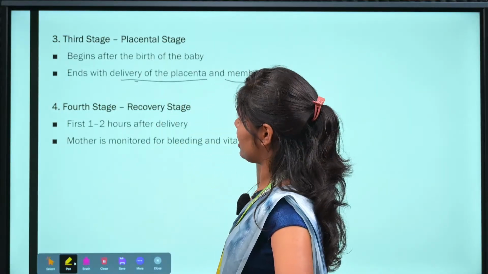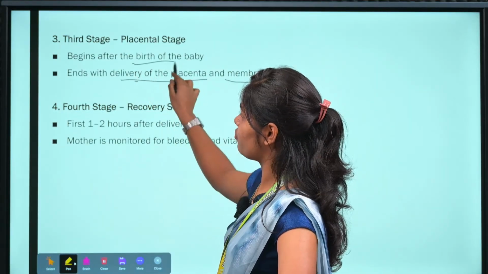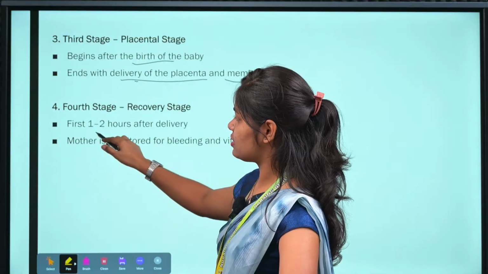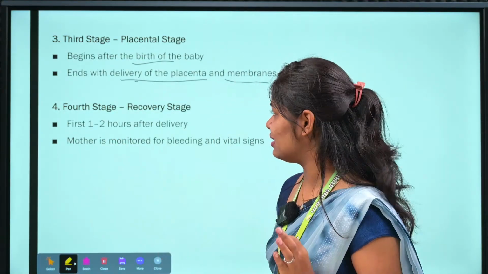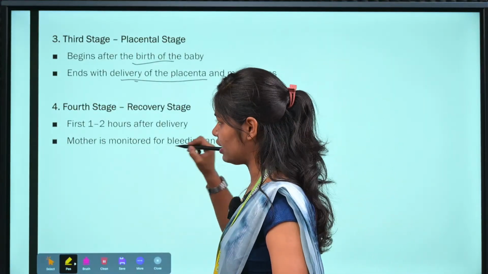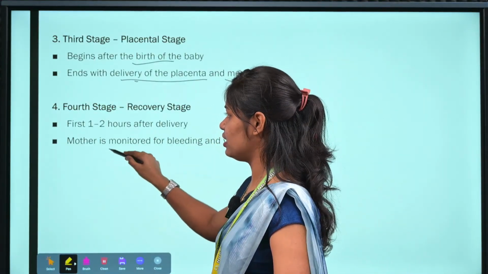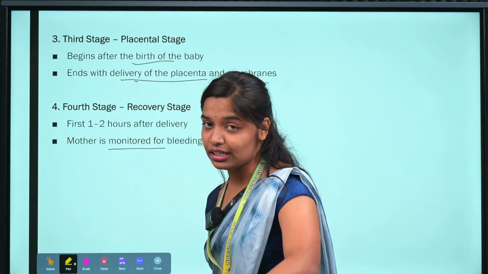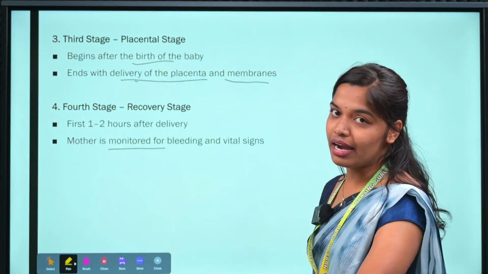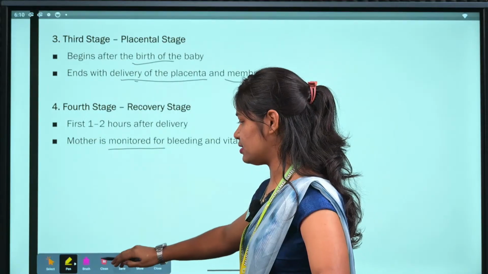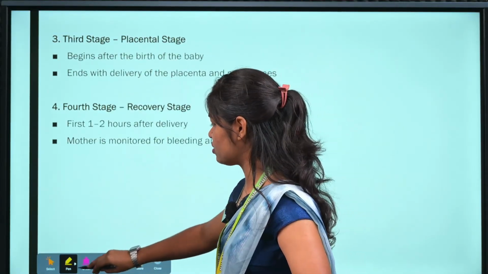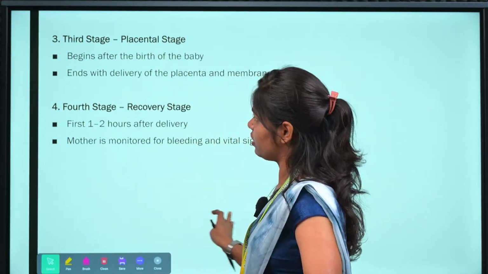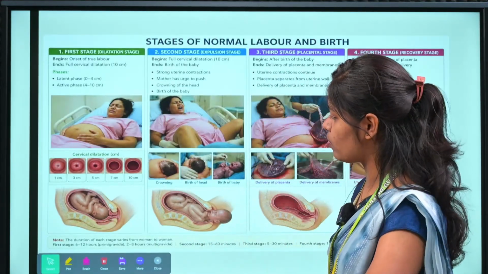Delivery of the placenta and the membranes begins after the birth of the baby. Fourth stage starts from 1 to 2 hours after the delivery, and this is also called the observation phase or observation stage. Here we monitor the mother for bleeding and any changes in the vital signs. This is regarding the stages of normal labor.